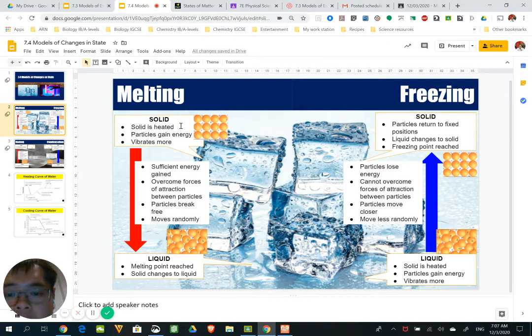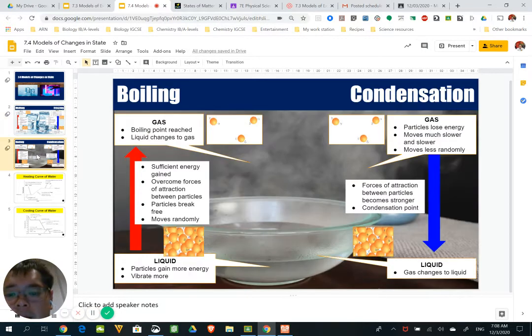Okay, so you can see here in terms of your particles, all of them are spaced very, very close together. There's not much space in between. But as soon as you gain energy, you literally break apart those forces of attraction. And as a result, you will have noted that it will be spaced out a little bit more. Okay? And let's move on to the boiling part.